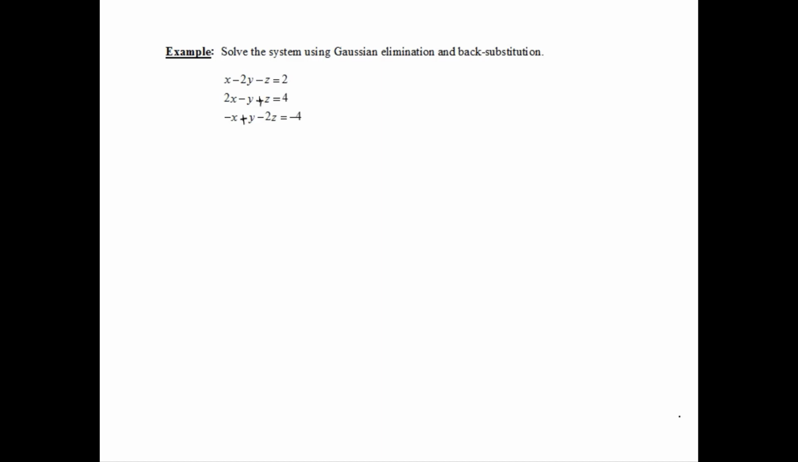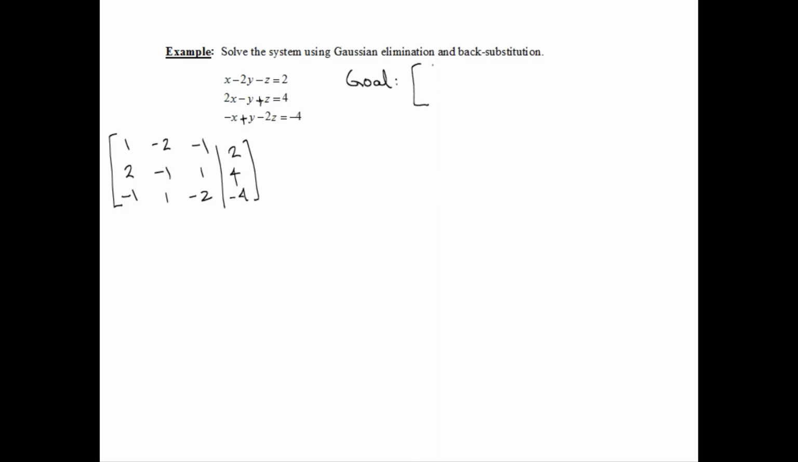Let's do an example of Gaussian elimination and back substitution. Here we have three equations and we have three variables. First, we write the augmented matrix. So 1, 2, -1, those are my coefficients of x. Okay, our goal is to write this in row echelon form.